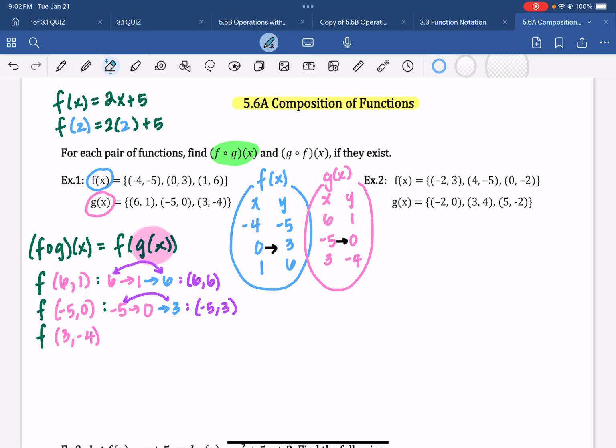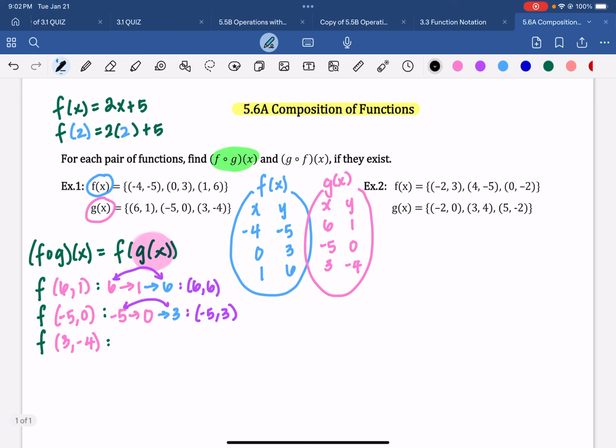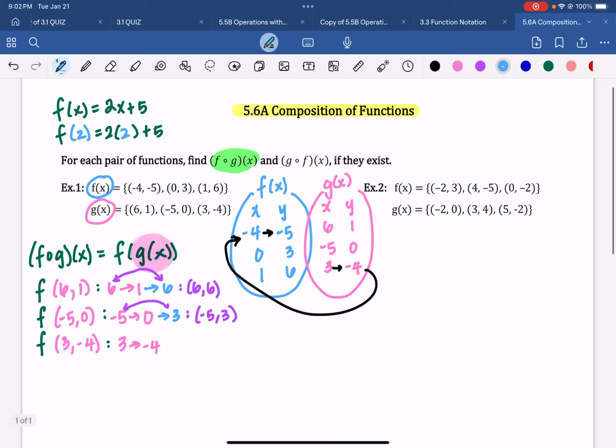And one more time like that. We're going to start with 3 goes to -4. Sorry about that. And then that's in the g. If I put that into f, it's right here, and it finishes off at -5. So in g, 3 goes to -4, and then once I take that to f, the -4 goes to -5. So in total, this ordered pair becomes 3, -5.